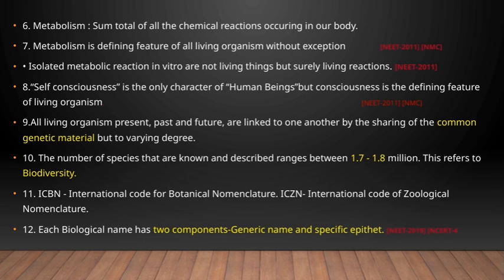The International Code of Botanical Nomenclature, or ICBN, governs plant names, while the International Code of Zoological Nomenclature, or ICZN, applies to animals. These codes ensure that every species has a standardized, universally accepted scientific name. Speaking of names, each biological name consists of two main parts: the generic name, which is the genus, and the specific epithet, which identifies the species within that genus. This binomial nomenclature system helps us communicate clearly and precisely about the vast diversity of life.